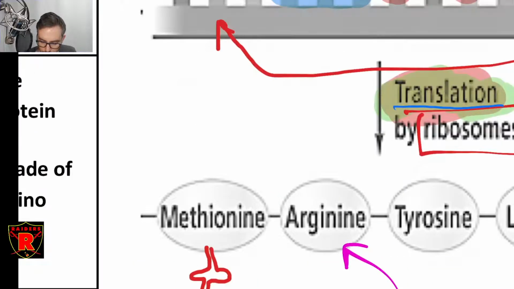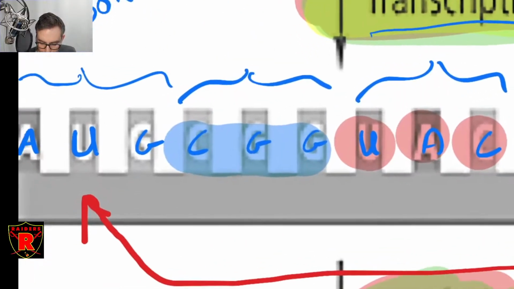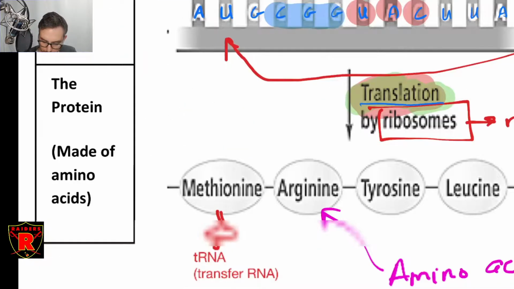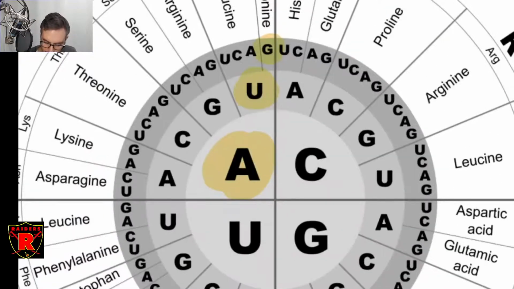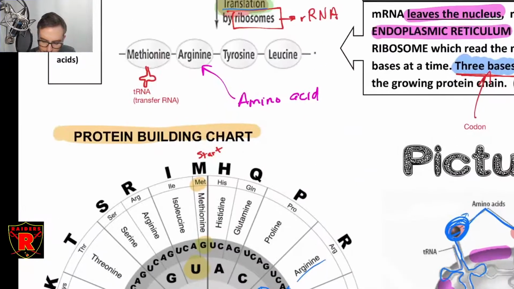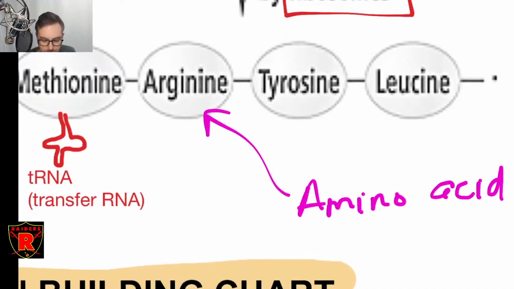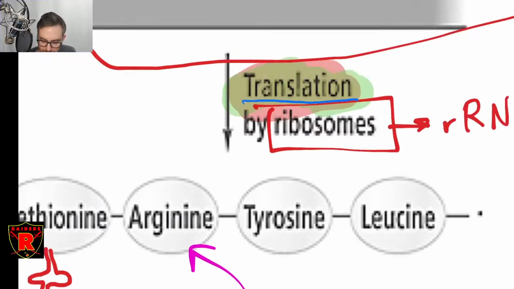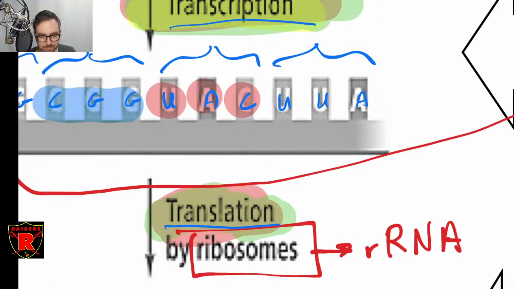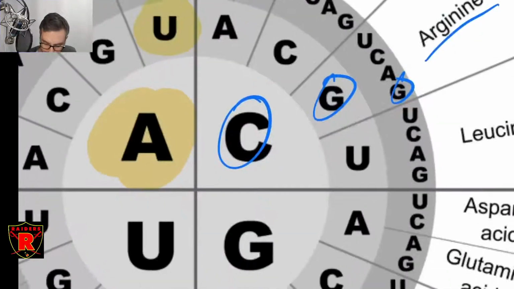And now it's going to read the next three letters in our mRNA. The next three letters are CGG. Then we go back down to our chart and look up CGG. CGG is arginine, short form ARG. So it's going to add an arginine. Then it's going to read the next three letters, the next codon, which is UAC. You go down to your chart.